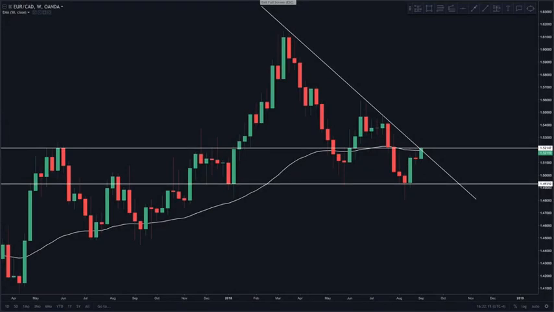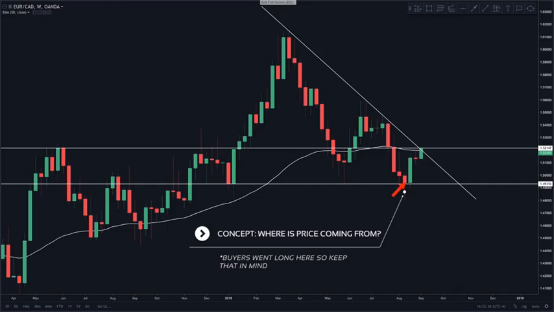Here on the EuroCAD, on the weekly, we have a doji rejecting resistance. But that does not give us a complete bearish bias, as this can just be a bounce and not a reversal. Going back to our other lesson about the concept of where price is coming from, if you look here, we had a long wick candle rejecting support, followed by a bullish engulfing candle, which shows heavy buying presence as a lot of buyers stepped in at this level.